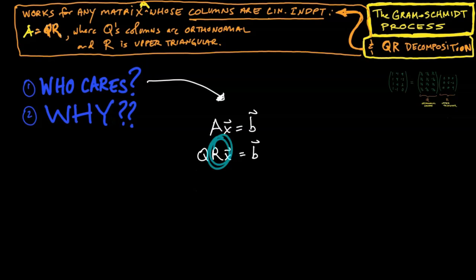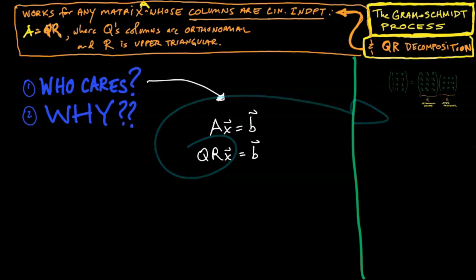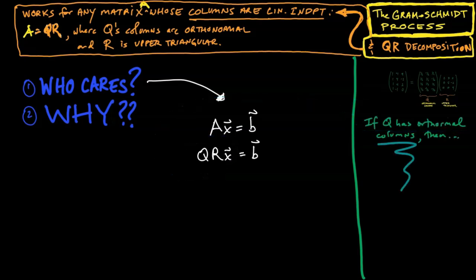We know that R is an upper triangular matrix. We know that Q's columns are orthonormal. Well, matrices with orthonormal columns have some nice properties. We bumped up against these in chapter 6. The important thing here is that if Q has orthonormal columns, then it turns out that there's something very nice about the product Q transpose Q. What is this equal to? Well, think about what this would be.